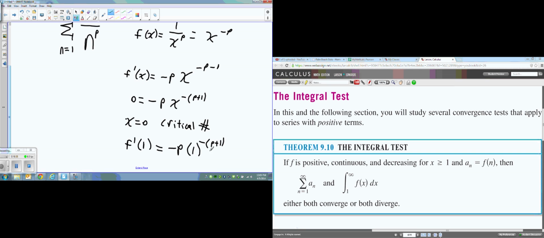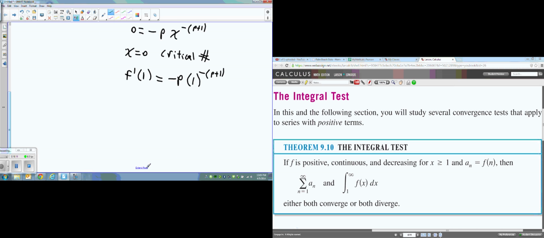Well, this is 1 to a power. It doesn't matter what the power is, that's just going to be 1. So this is equal to negative p. So f prime of 1 is equal to negative p, which means on the interval from 1 to infinity, actually on the interval from 0 to infinity, this thing is going to be decreasing. So we proved that it's decreasing.